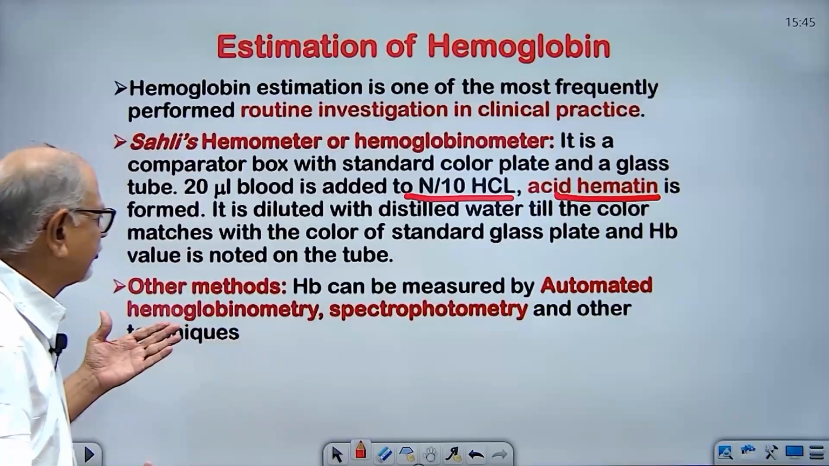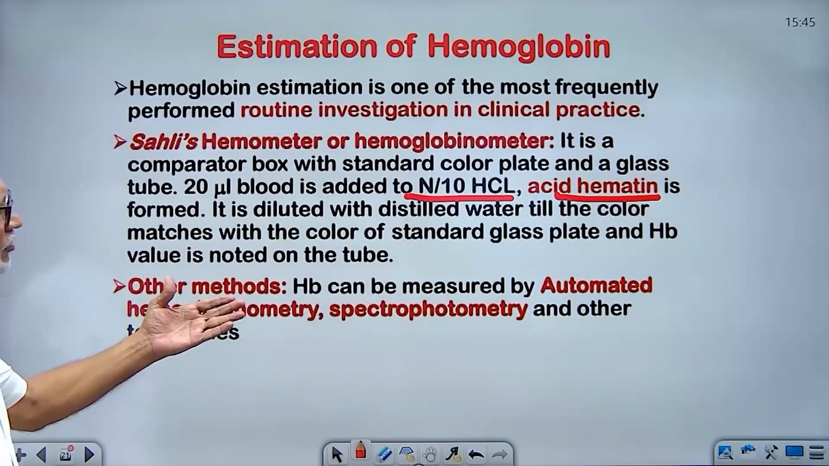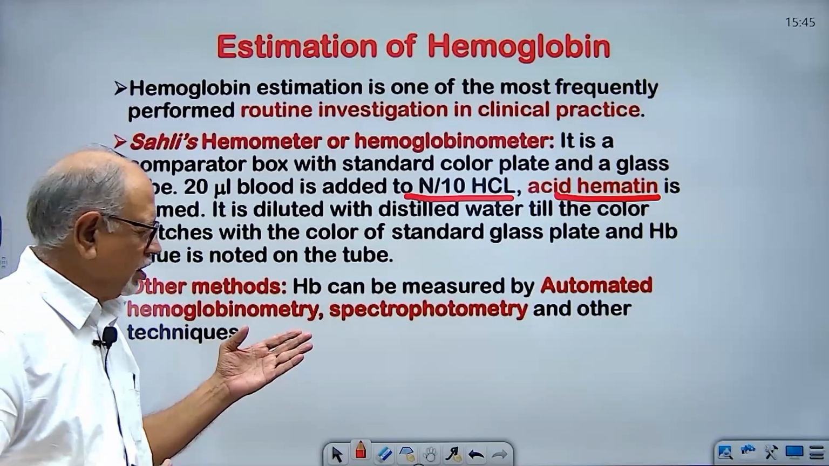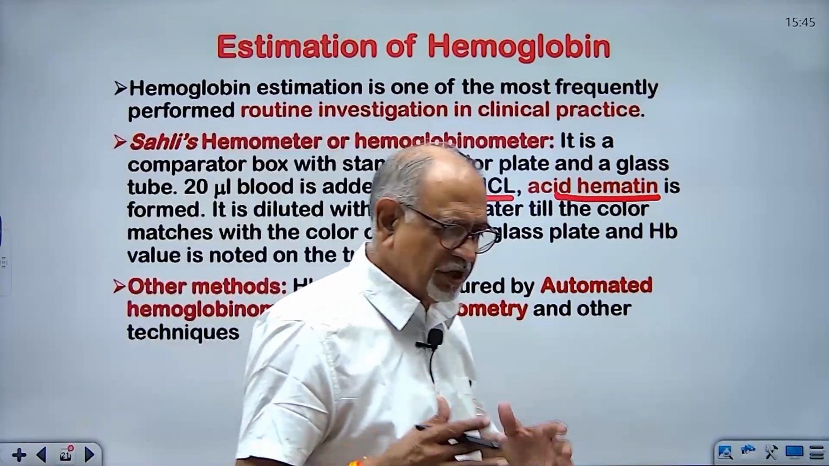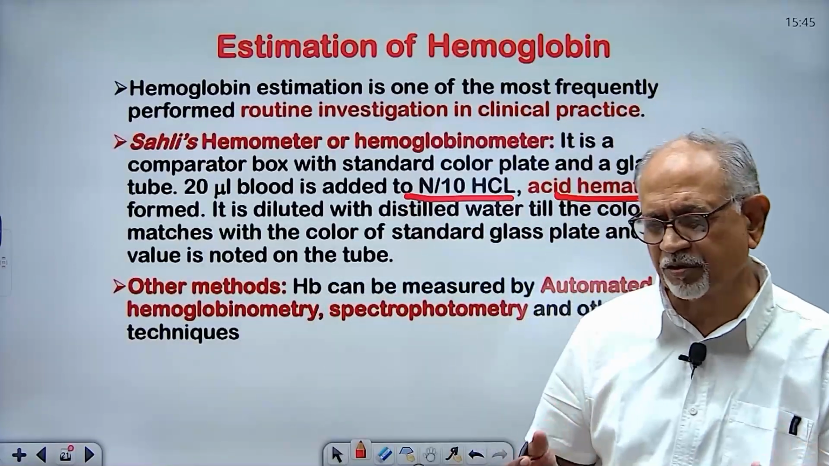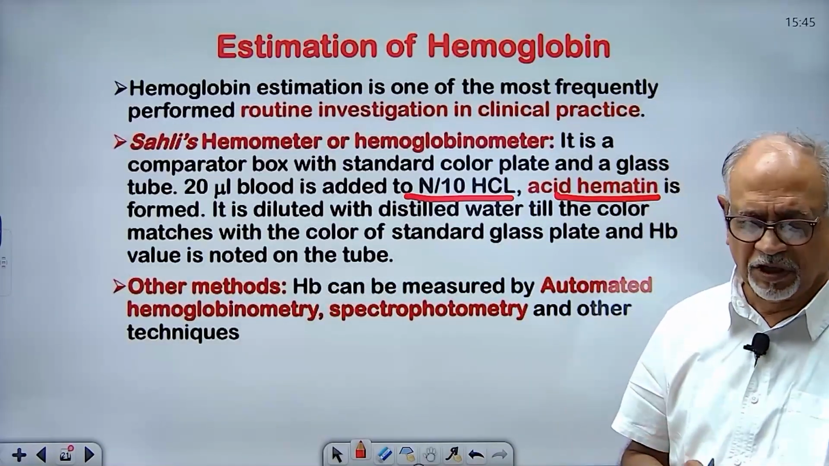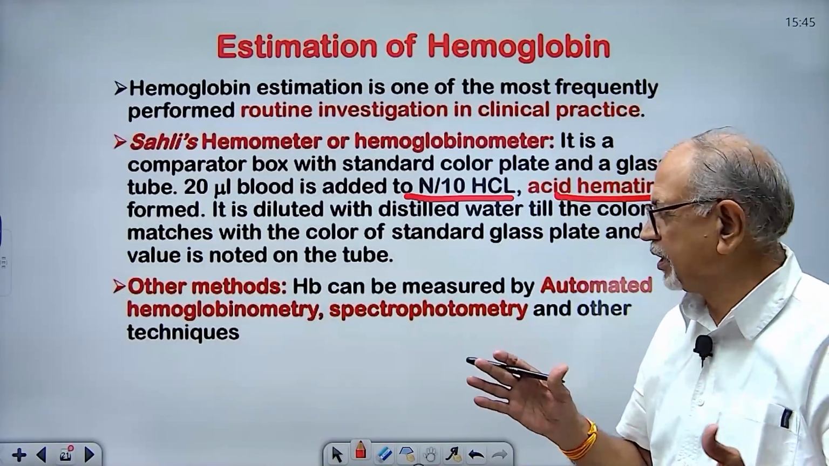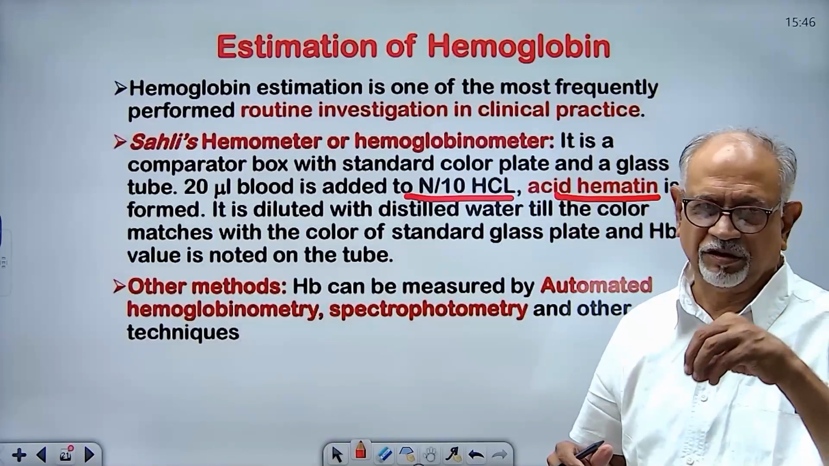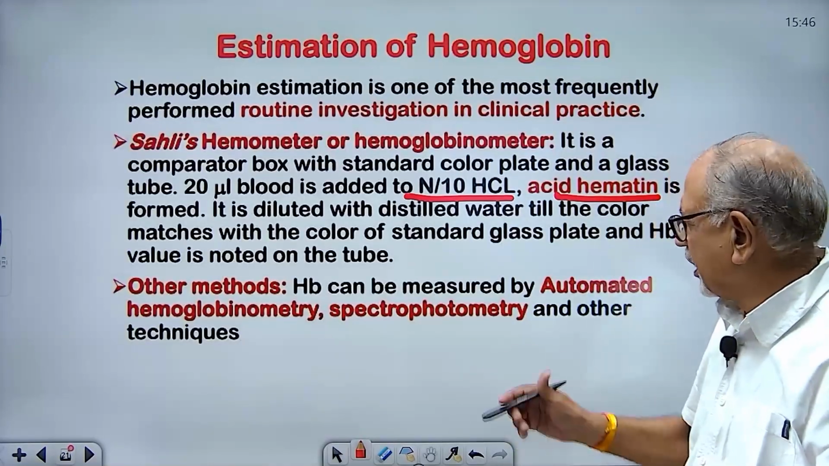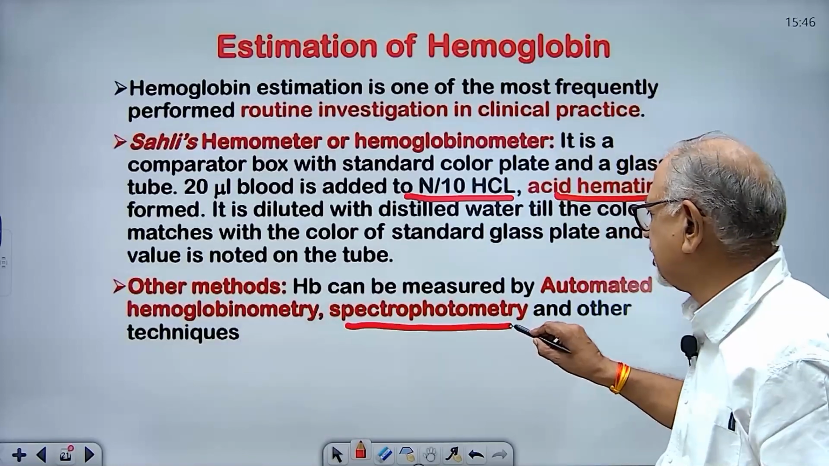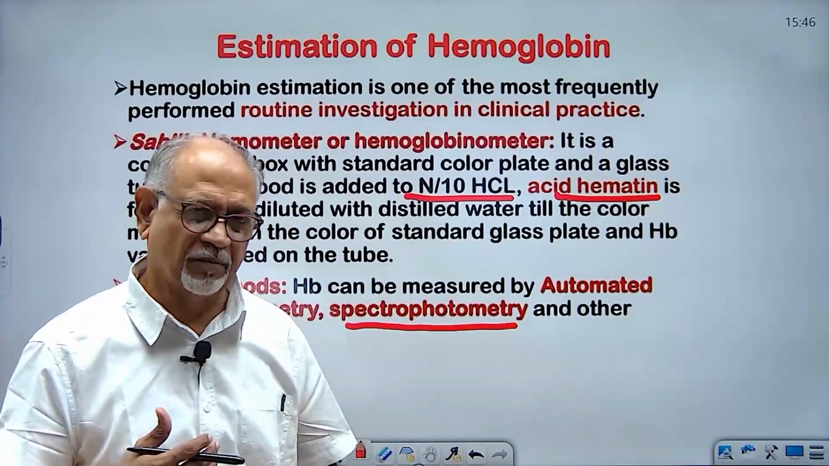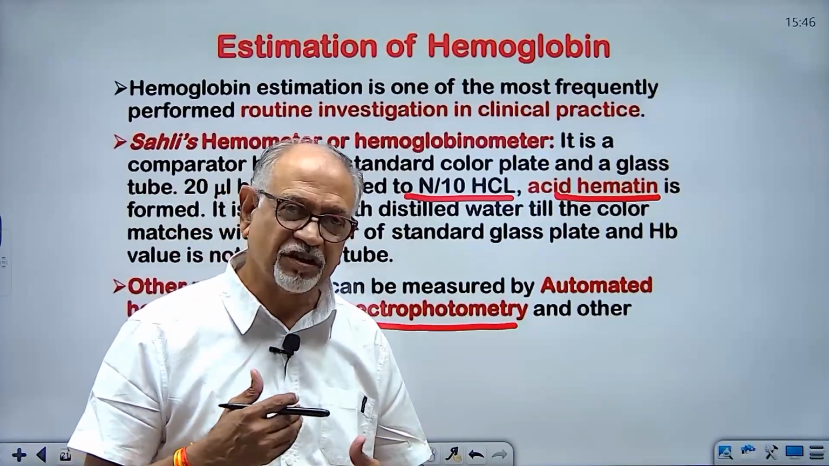The other methods are also used for this. One is automated hemoglobinometry. There are automatic meters in which you take the sample, add some reagents into it, and then it is put in the hemoglobinometer, and the reading is taken. Another is spectrophotometry, in which you measure the change in the color of the sample after adding reagents into it.